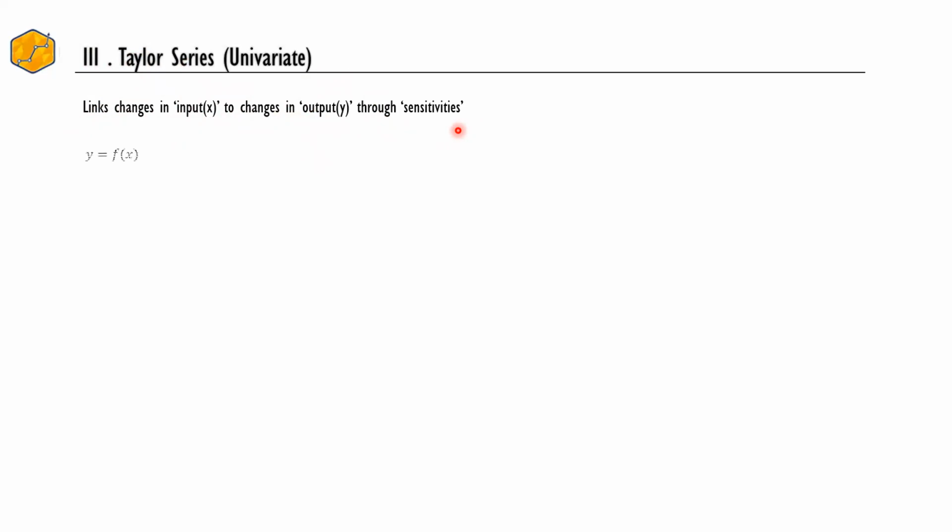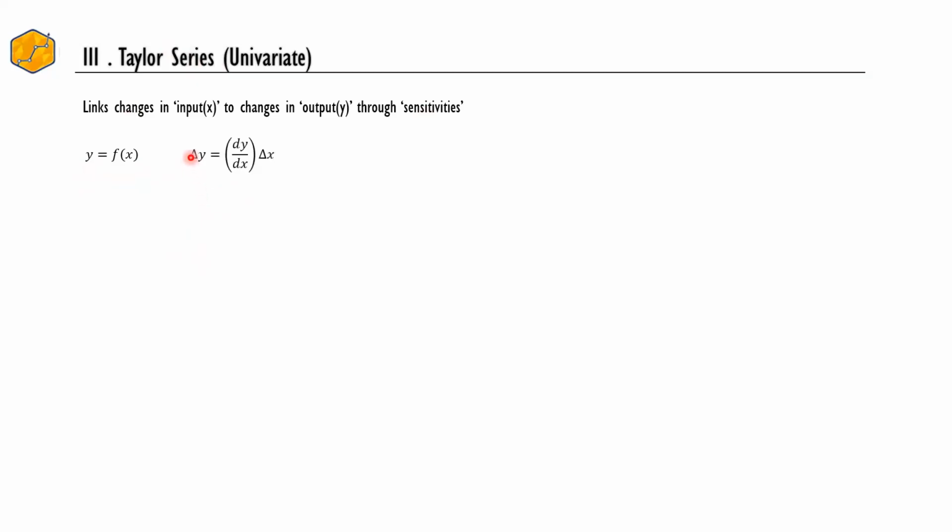All right, let's look at some examples. So this is a theory. If Y is a function of X, so X is input, Y is output, and X changes by delta X, then how much does Y change? That answer is given by Taylor series.